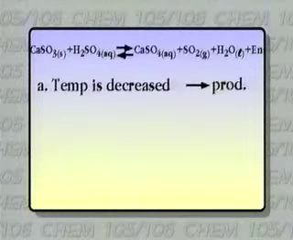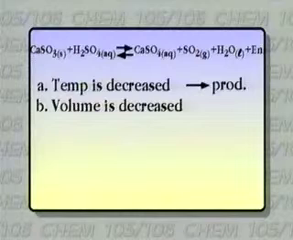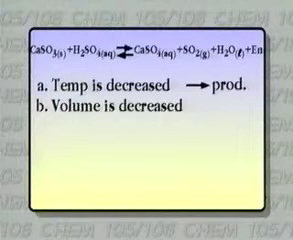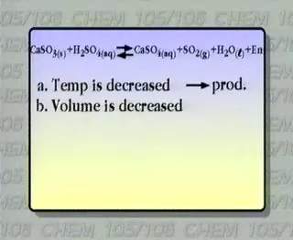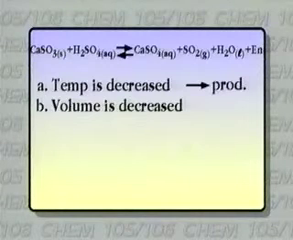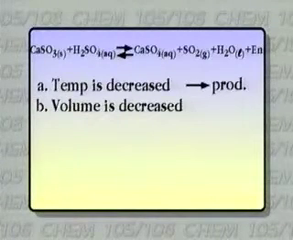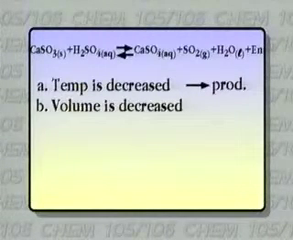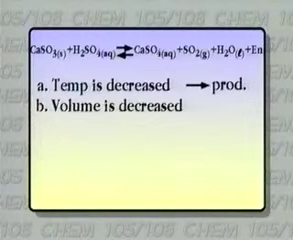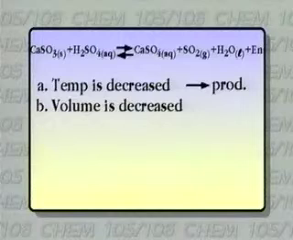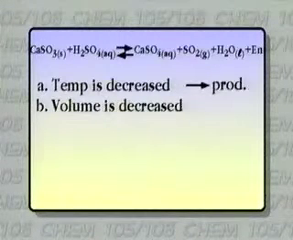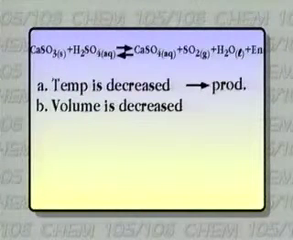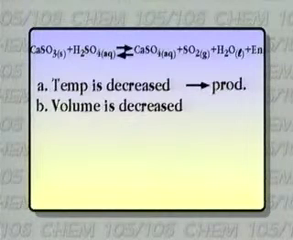Volume is decreased. If we had this system sitting in a cylinder with a movable piston, and we pushed the piston down to decrease the volume, is what we're saying, can the system do anything about it? Well, it can't make the volume bigger, but the thing to keep in mind is this. If I push down and decrease the volume, what will happen to the pressure? Back to our chapter on gas behavior. What's going to happen to the pressure? It's going to increase.